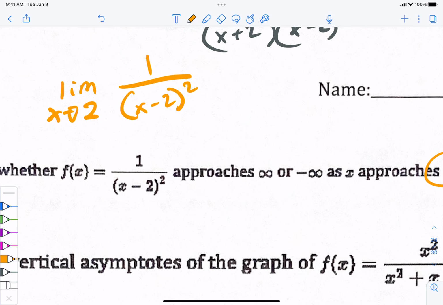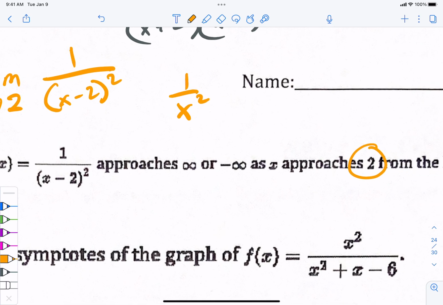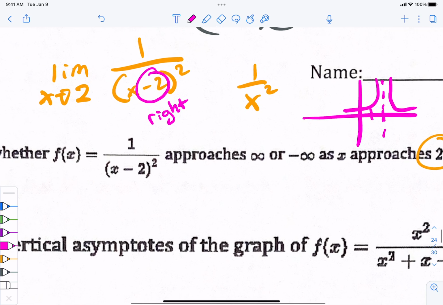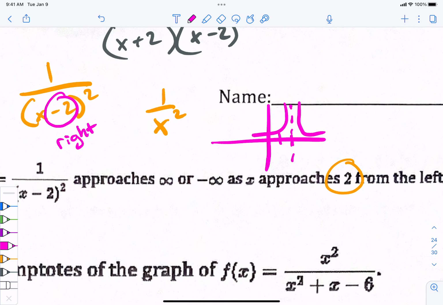The parent function of that is 1 over x squared, which looks like a volcano, right? But it's shifted 2 units to the right, okay? 1, 2, which just does this, and it does a volcano. So as it approaches 2, is it approaching infinity or negative infinity? Infinity. It's going up. It's approaching infinity, okay?